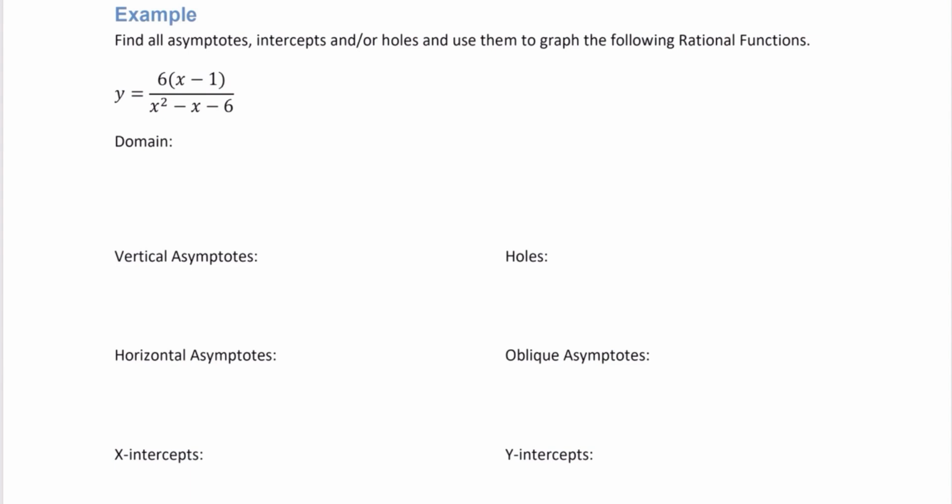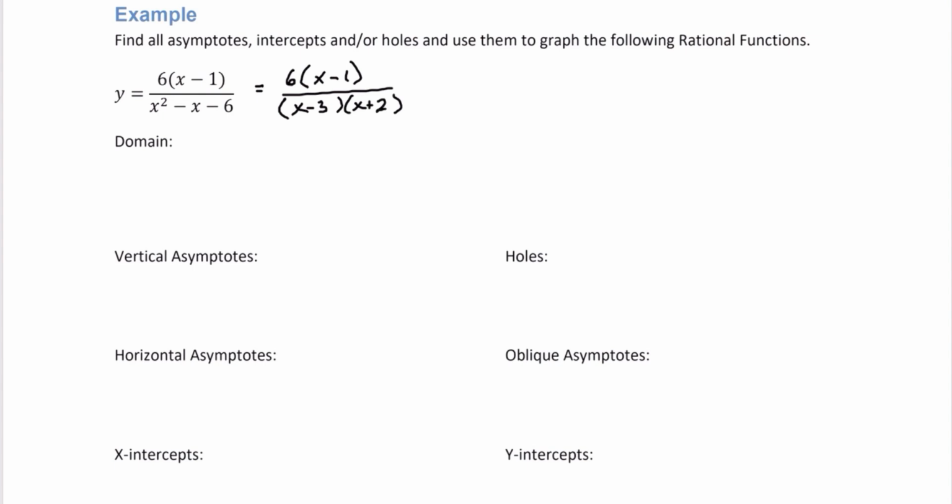Find all asymptotes, intercepts, and/or holes and use them to graph the rational function. We'll start by factoring. Notice the numerator has already been factored for us. We only need to factor the denominator. We need two numbers that multiply to negative 6 and add to negative 1. That is negative 3 and 2.